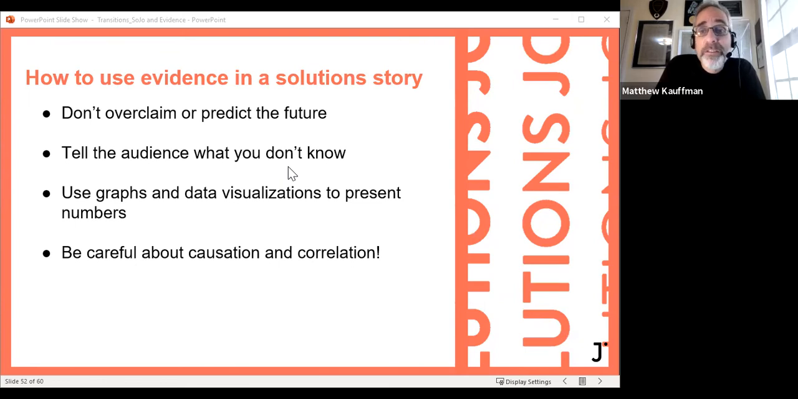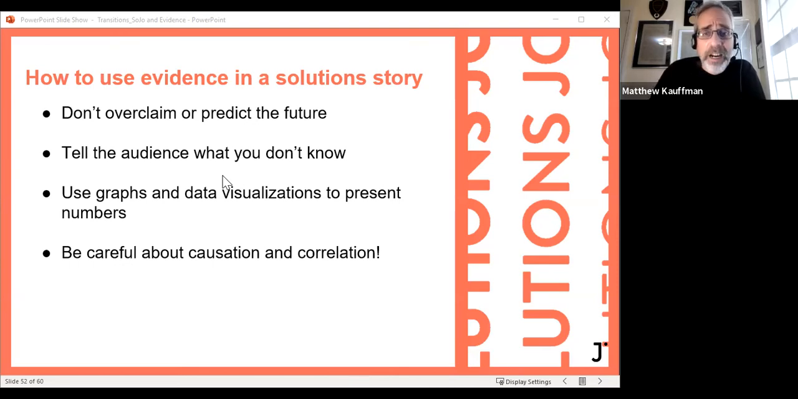Recognize the value of graphs in presenting data. And certainly be careful, this can be my last point, on causation and correlation, right? So a response goes into effect, and then the curve on the chart bends. Maybe it was because of the response, but maybe it wasn't. So just be cautious about whether there might be other factors that have moved the needle independent of this response that was put in place.